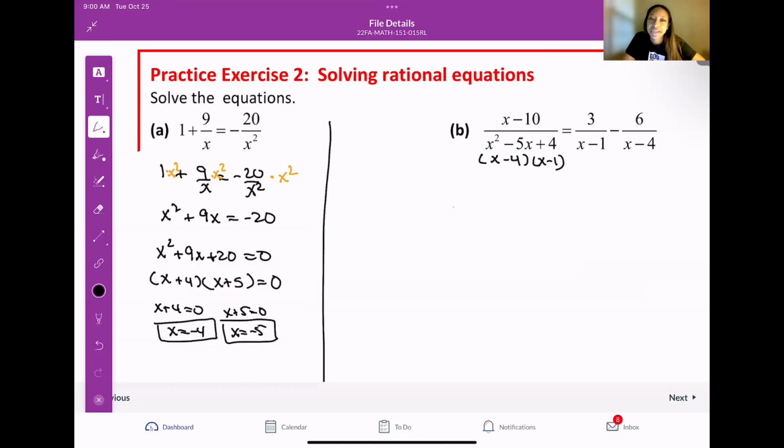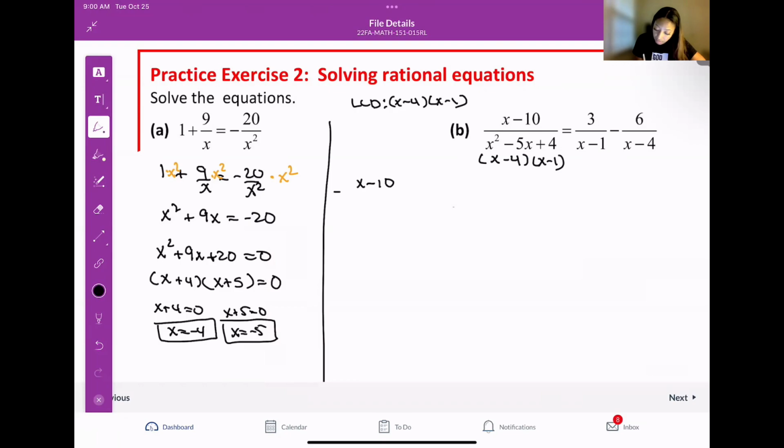This one's set up very nicely for us, okay? Because x minus 4 and x minus 1 are also the other denominators. So our LCD here would be (x minus 4) times (x minus 1). All right, then let's multiply.